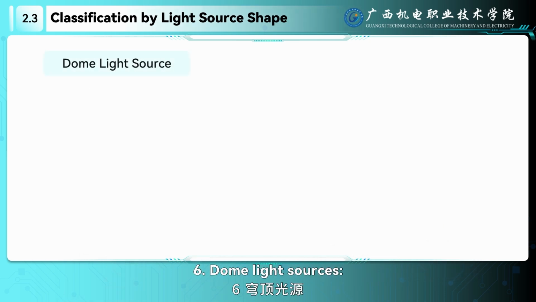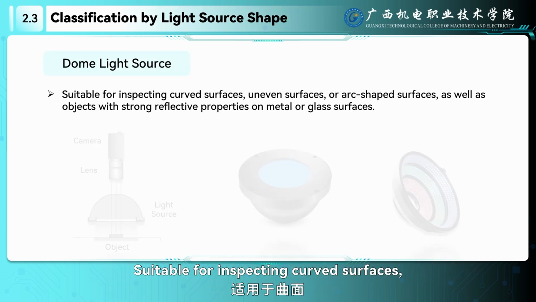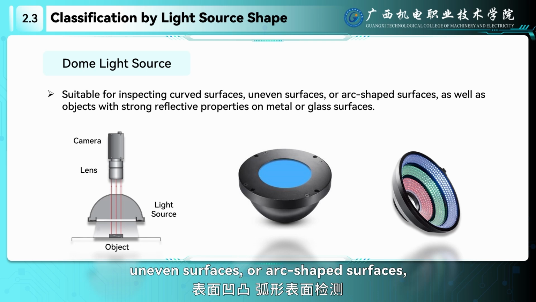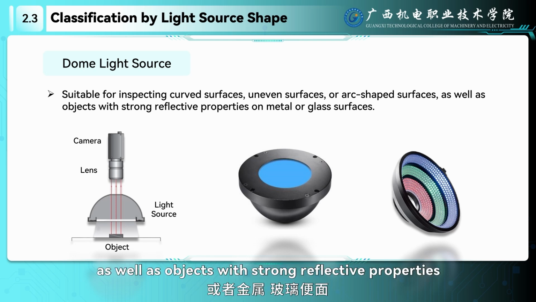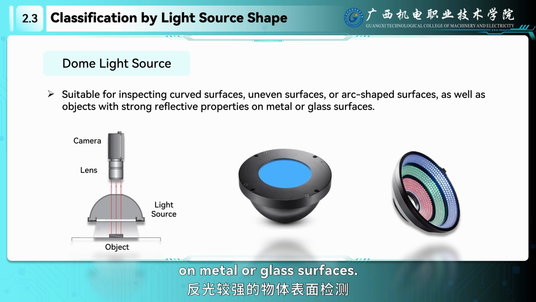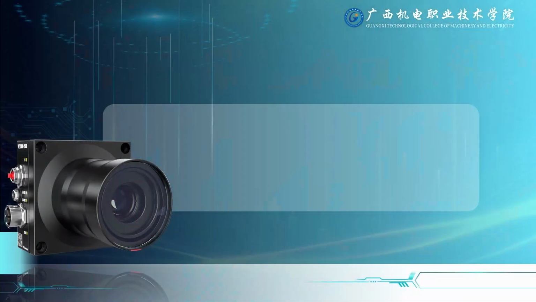6. Dome light sources. Suitable for inspecting curved surfaces, uneven surfaces, or arc-shaped surfaces, as well as objects with strong reflective properties on metal or glass surfaces.